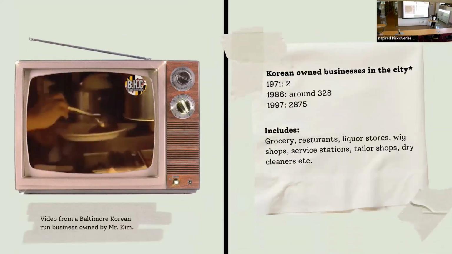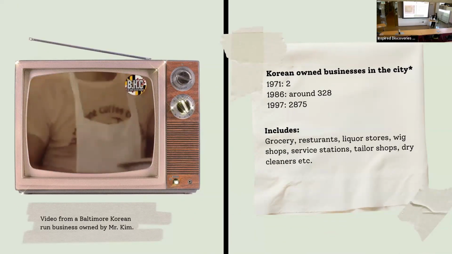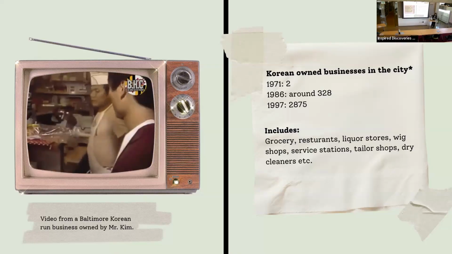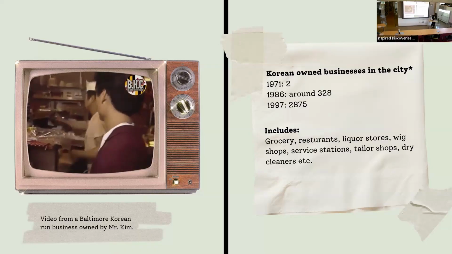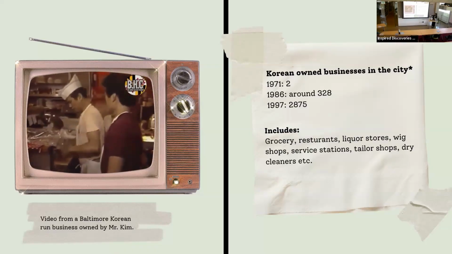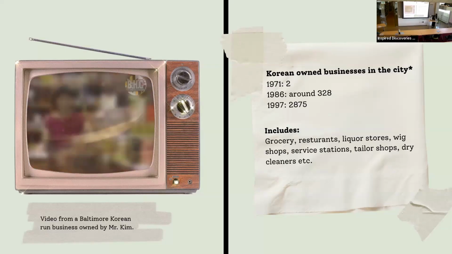Yeah, so you can see Korean-owned businesses in the city. In 1997, there were 2,875 businesses in the city, which is quite a lot. This includes grocery stores, liquor stores, wig shops, service stations, all kinds of businesses.